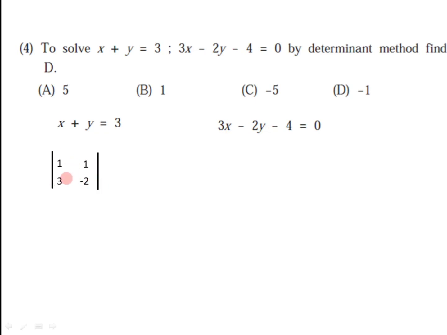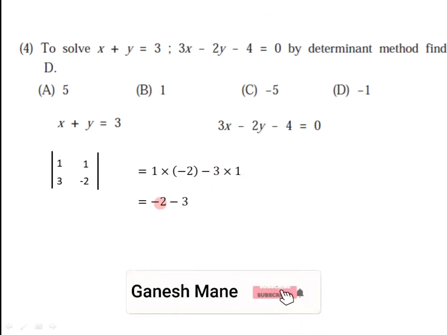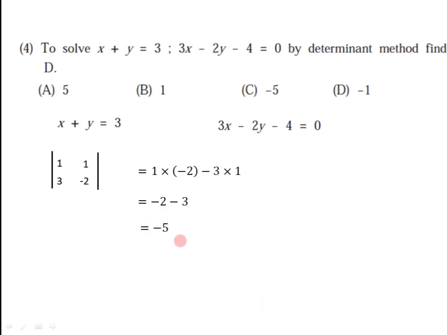Now we have to solve this determinant to get the value of D. For that, we multiply 1 and minus 2. This is 1 into minus 2, minus the product of 3 into 1. So 1 into minus 2 is minus 2, minus 3 into 1, that's 3. So minus 2 minus 3 is minus 5. This is the value of D to solve these two simultaneous equations by the determinant method. This minus 5 is the alternative at option C. That's why C is the correct alternative.